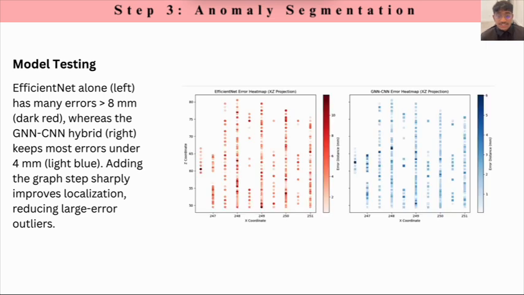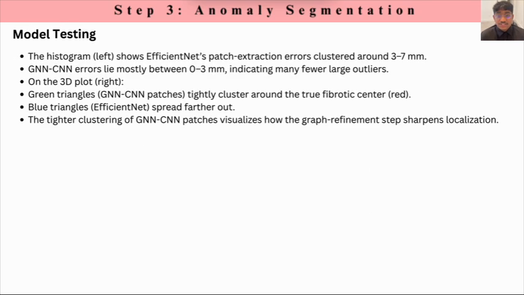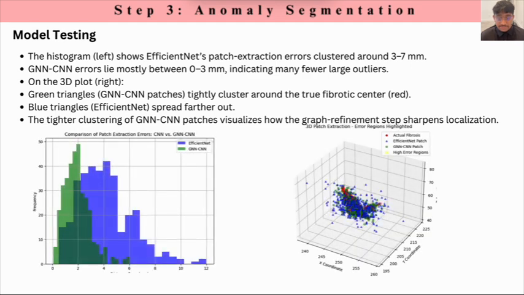We tested how close predicted fibrotic centers were to their actual locations. Convolutional neural networks such as EfficientNet alone had errors of 3 to 7 millimeters, while the hybrid model reduced that to under 3 millimeters, with significantly fewer outliers. A 3D plot and a histogram show that the EfficientNet severely underperformed the hybrid graphical neural network.